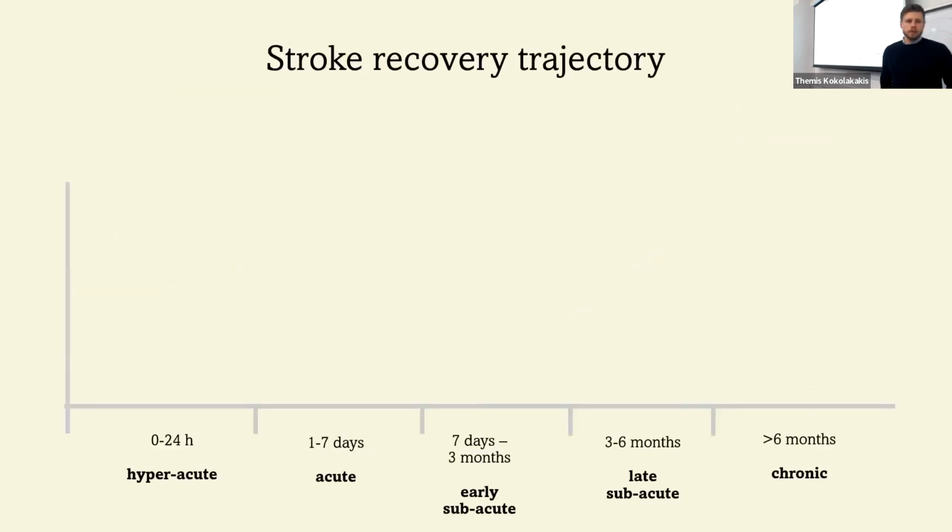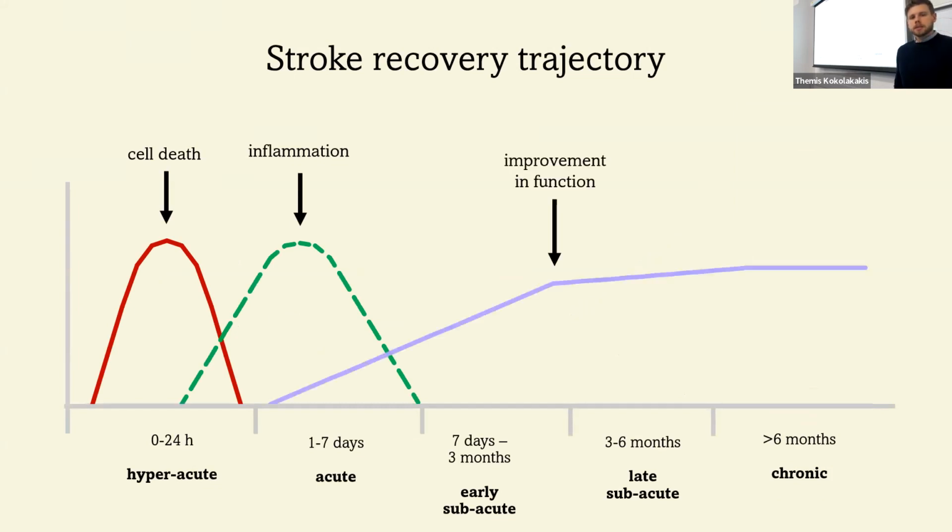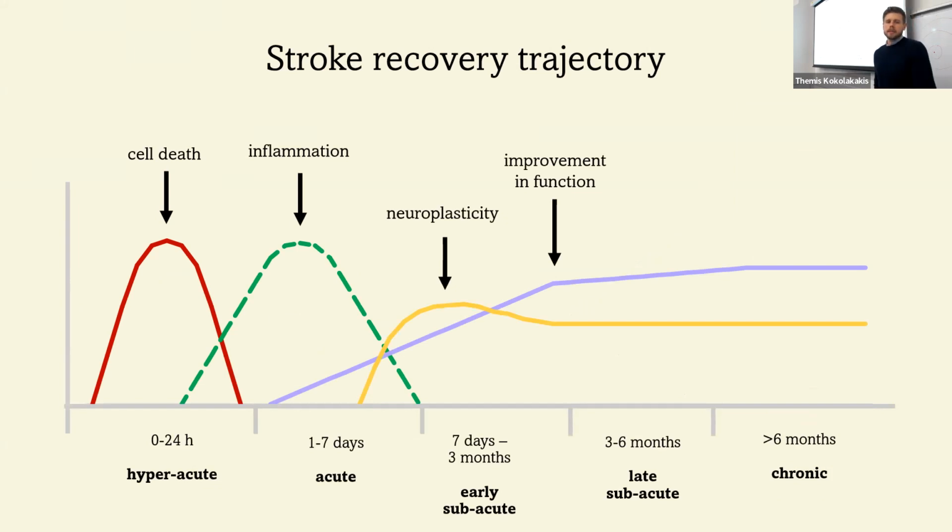It's noteworthy to highlight some of the key functional and biological changes that occur after a stroke. In the first 24 hours, the majority of cell death occurs, followed by a surge in inflammation. As the inflammation begins to subside, there's a gradual improvement in neurological function. There's also an upregulation in neuroplasticity, which is the nervous system's ability to rewire itself around the damaged areas. This upregulation of neuroplasticity within the first week is often referred to as a window of neuroplasticity.